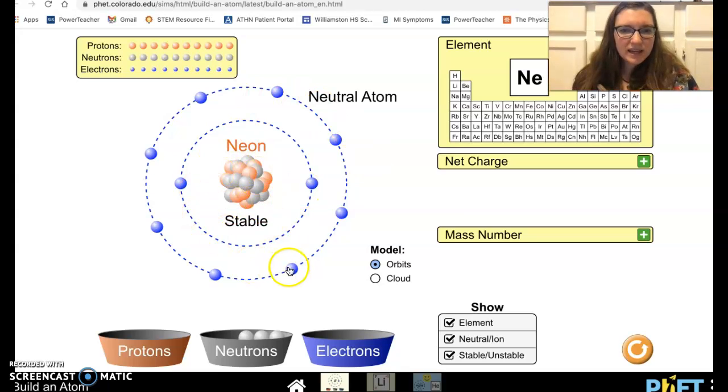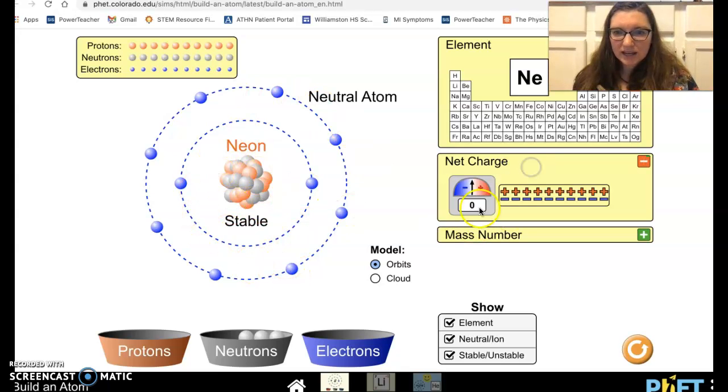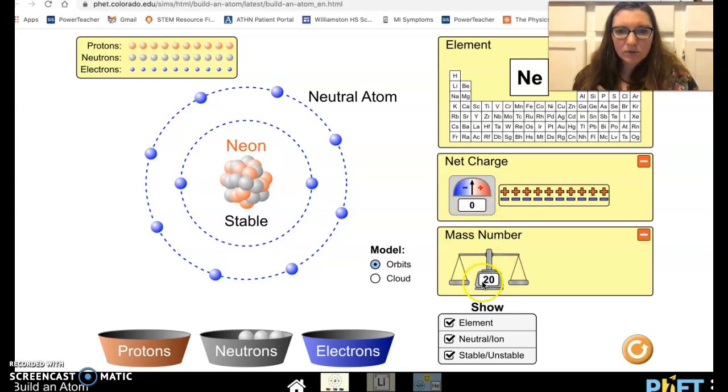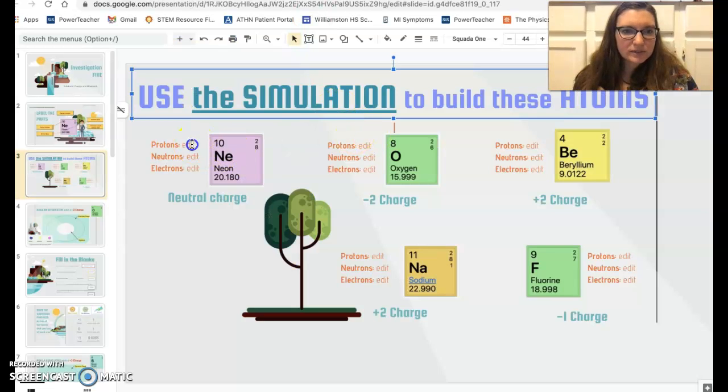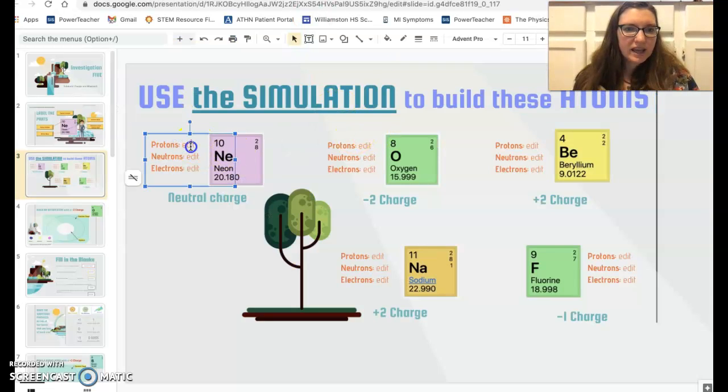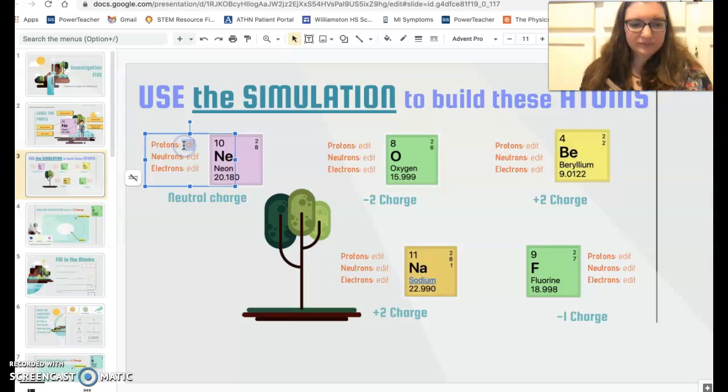So, okay, there's my neon atom, and it's neutral. I can see that it has a net charge of 0, which means it's neutral, and a mass number of 20, which is just what it should be. So let's go back here. Okay, so we had 10, 10, and 10 for this one.